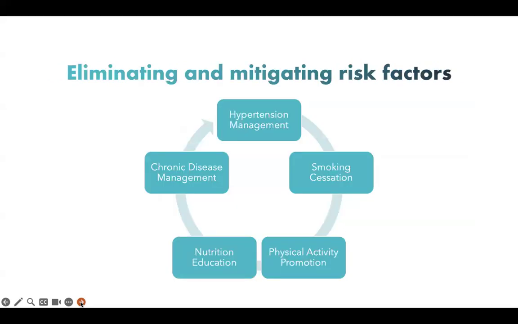Eliminating and mitigating risk factors. Hypertension management. Public health nursing intervention can focus on hypertension management, as high blood pressure is a leading risk factor for stroke. This may involve community-wide education campaigns to raise awareness about the importance of blood pressure control, promoting regular blood pressure screenings in community settings such as clinics, pharmacies, and workplaces, and providing access to culturally tailored hypertension management programs. Smoking cessation. Smoking is another significant risk factor for stroke.